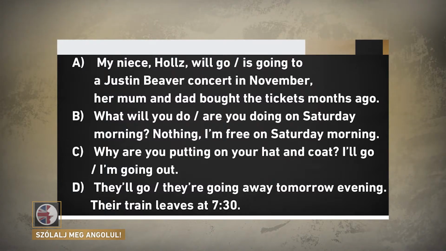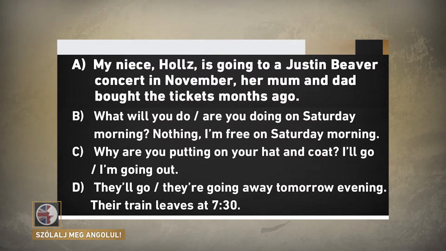Which means, well, what does that mean? Correct. Yes, you're right. If they bought the tickets months ago, it can't be a spontaneous decision. It has to be a plan. They thought about this before. They arranged this. They planned this. And if they planned it, which form do we use? That's right. We use going to. So, in the first sentence, the correct sentence is, my niece Holly is going to a Justin Bieber concert in November. Her mum and dad bought the tickets months ago.